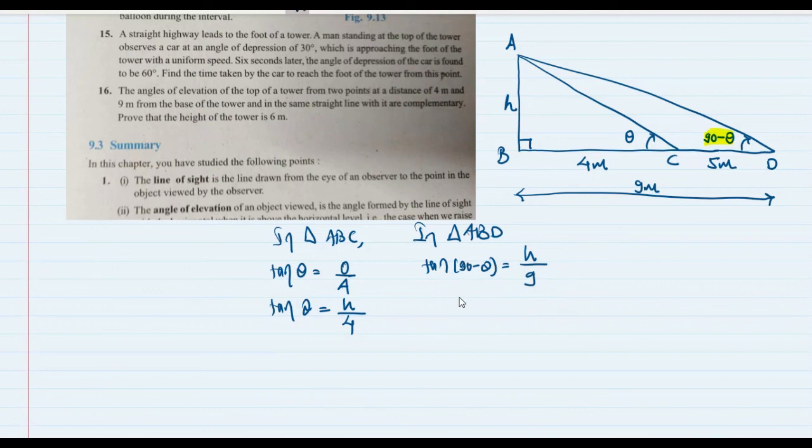Now, what is tan 90 minus theta? Tan 90 minus theta is cot theta. Complementary relationships, right? In trigonometry, chapter 8, we have studied it, Introduction to Trigonometry. They are called complementary relationships. Tan 90 minus theta is cot theta. Sin 90 minus theta is cos theta. Like that. So cot theta is h by 9.